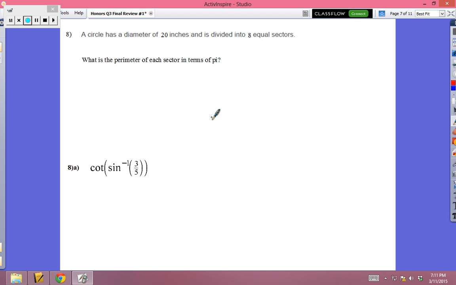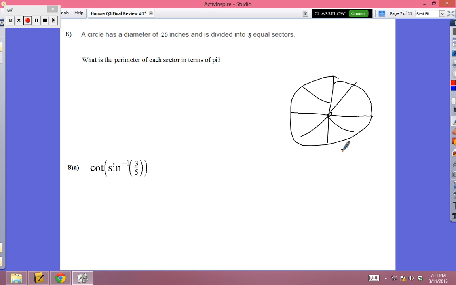Number 8. So a circle's got a diameter of 20 inches. So through the center is 20 inches, and it's divided into 8 equal sectors. So 4 on top, 4 on bottom. What is the perimeter of each sector?